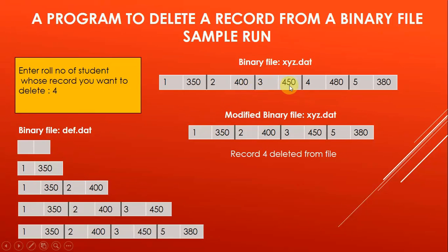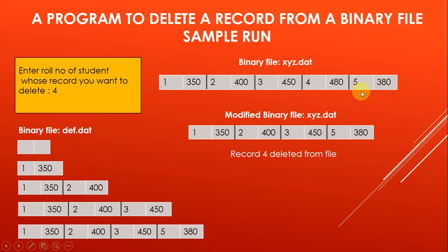Then again the next record will be read. The next record is 3, 450, and again the roll number does not match with the roll number entered by the user, so this record will also be written to the file def.dat. Now again the next record will be read, which is 4, 480. Now this roll number is the same as the one the user wants to delete, so this record will not be written to the file. You can see here this record is not written to the file def.dat.